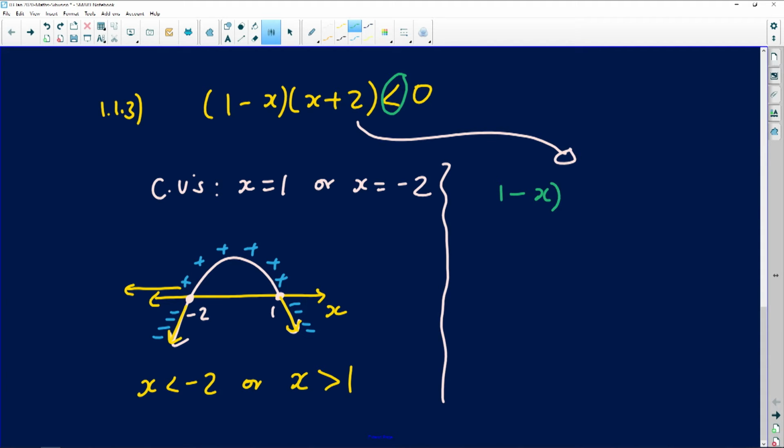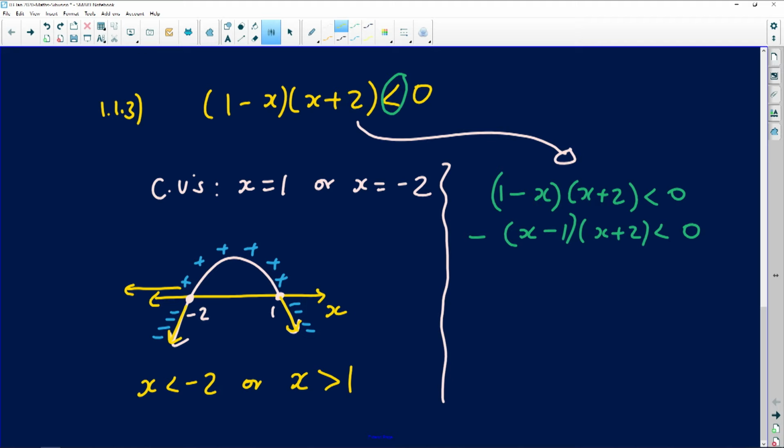1 minus x, into x plus 2 is less than 0. The common factor in the first bracket could be a negative. When I take out a negative in the first bracket, I'll get x to be positive, and my 1 to be negative. I'll have x minus 1 into x plus 2 is less than 0.